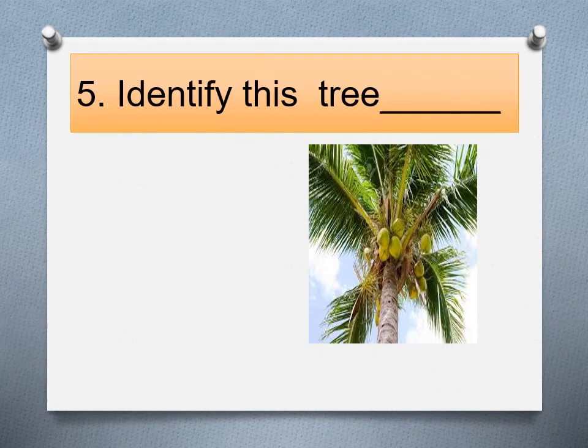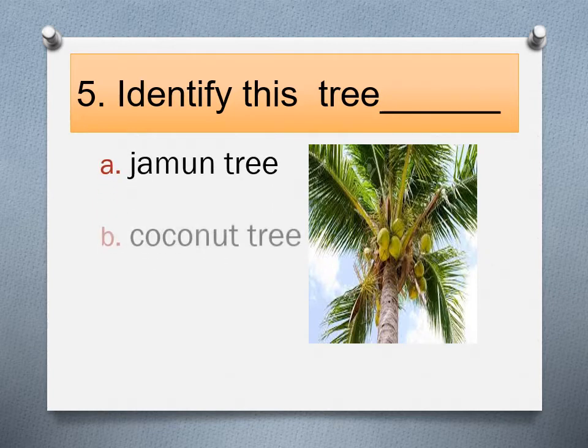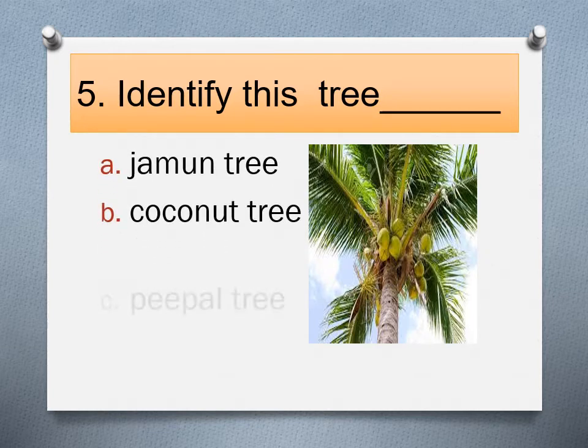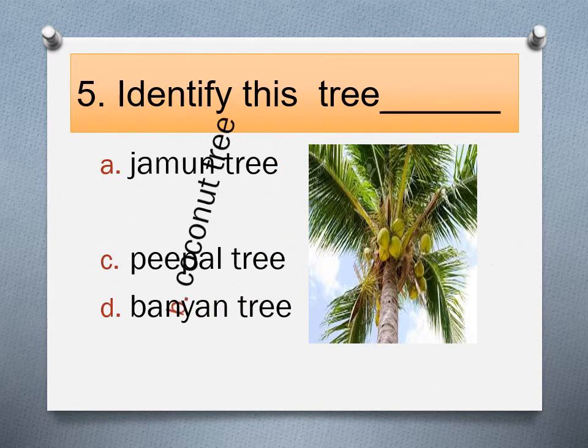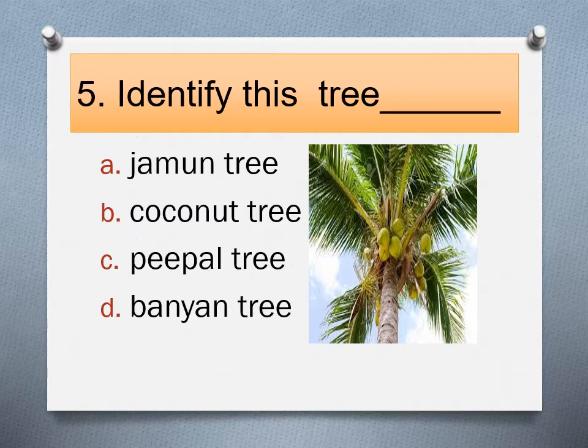Question number 5. Identify this tree. Identify means recognize. I have given you one picture of a tree. You have to tell me which tree it is. A, jamun tree. B, coconut tree. C, peepal tree. D, banyan tree. Yes, so our correct answer is coconut tree.